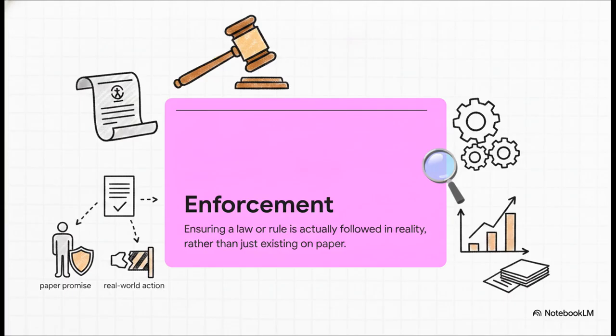Think about it. If the government writes a law but doesn't punish the people who break it, or doesn't actively protect the people the law is meant to serve, then that law completely lacks enforcement. Let's see how this actually played out.